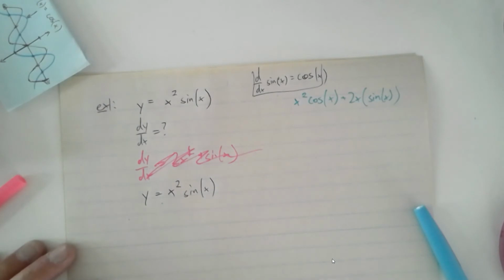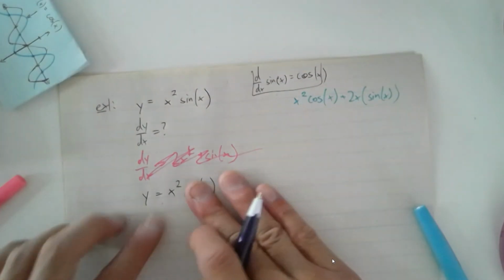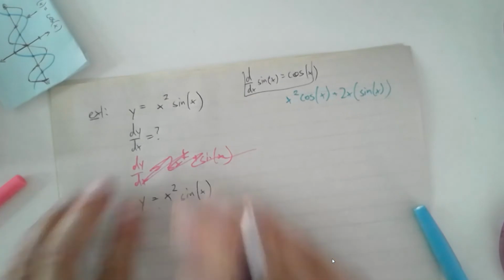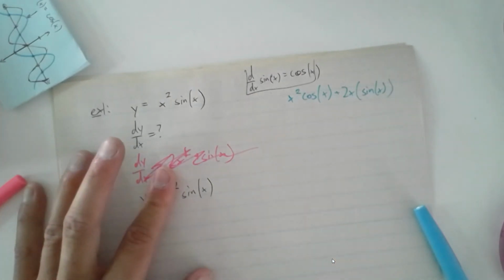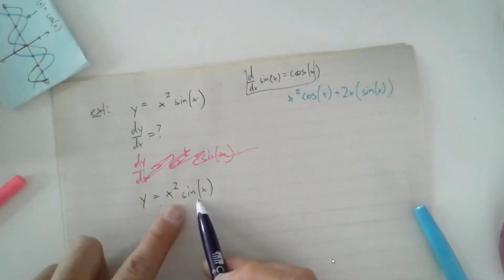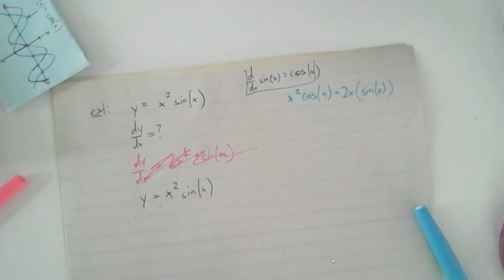Can you take the derivative of x squared? If I gave you just x squared, can I take the derivative of x squared by itself? Yeah. What if I gave you sine of x by itself? Can you take the derivative of sine of x now? Yes. If you have two components right next to each other and they're differentiable, then you pretty much have two components that you could take the derivative of. You have to use the product rule.